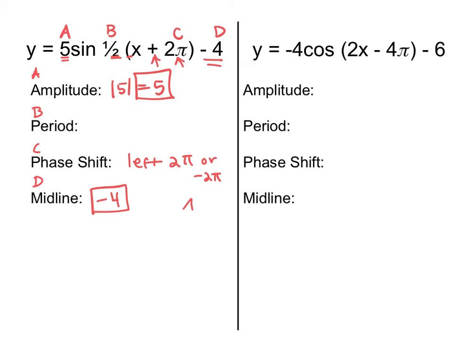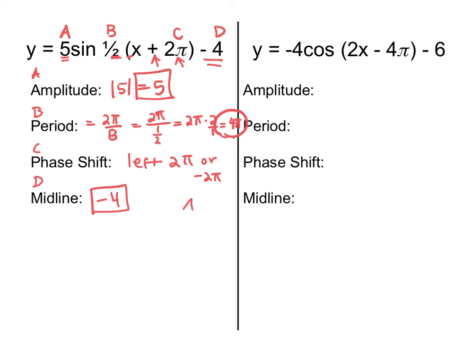The period is the one thing we have to calculate, and the period is equal to 2 pi over b. So we are going to take 2 pi and divide that by our b value, which is 1/2. And remember, we can't divide by a fraction. Instead, we change that to multiplying by the reciprocal. So when we change that to multiplying by the reciprocal, this is equivalent to 4 pi. So our period, when we complete one full cycle, will be on the interval of 4 pi.